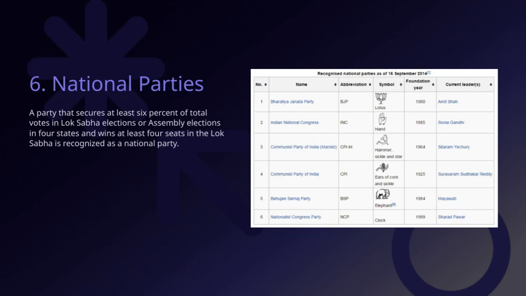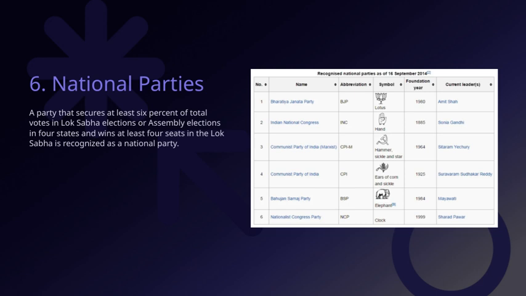Now, let's move on to understanding what makes a party a recognized national party. Essentially, a party qualifies as a national party if it meets certain key electoral criteria. First, it needs to secure at least 6% of the total votes in either the Lok Sabha elections or in elections held in 4 different states' assemblies. This shows that the party has a significant support base across the country, or at least multiple regions.